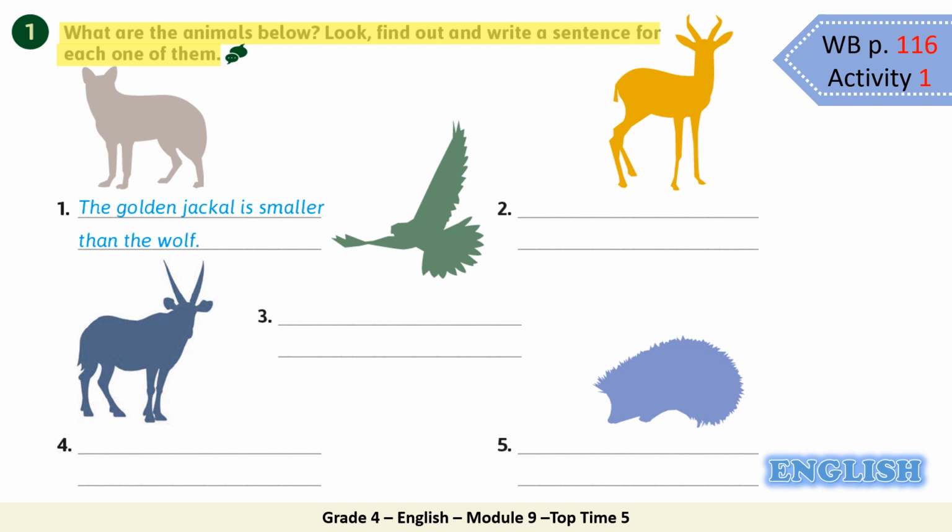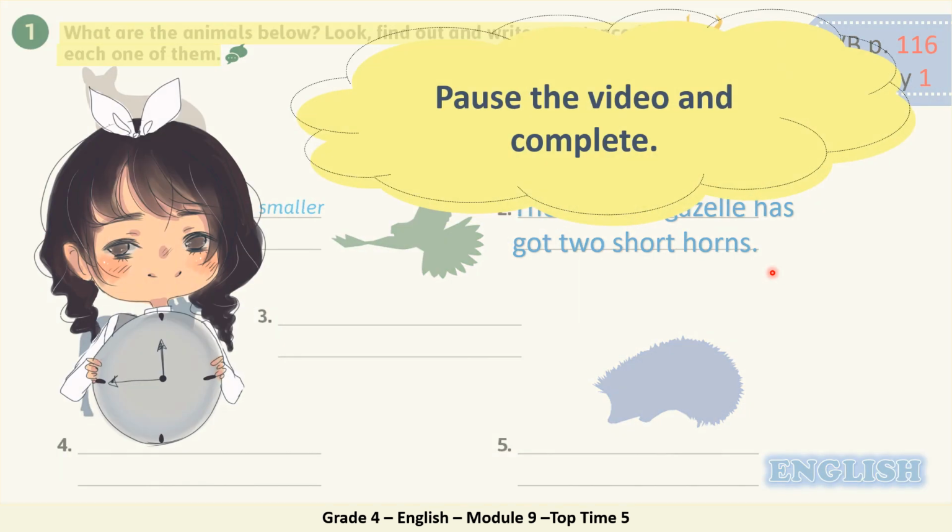Let's try to do number 2 together. Look at the shadow of the animal. It has 2 short horns and a short tail. So, this is the Arabian gazelle. The Arabian gazelle has got 2 short horns. Now, pause the video and complete on your own.